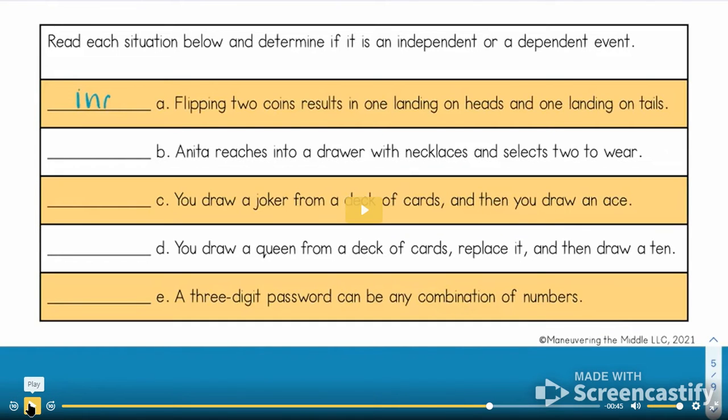Because if I flip one and it lands on heads, does me flipping the other coin matter at all, and why or how I did the first one?